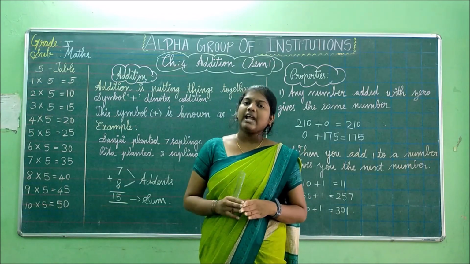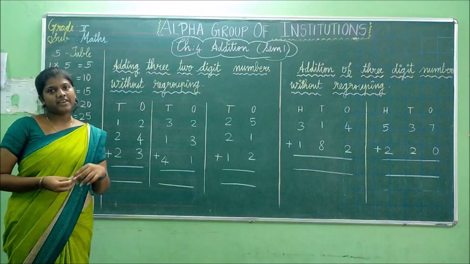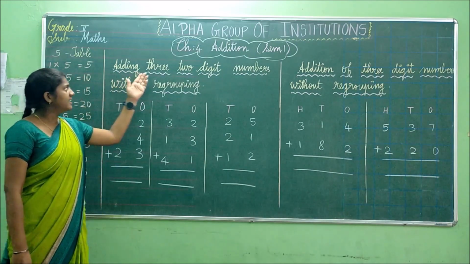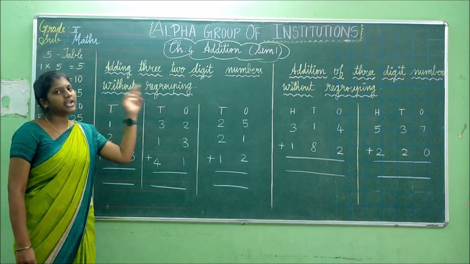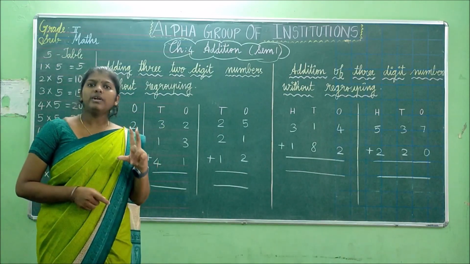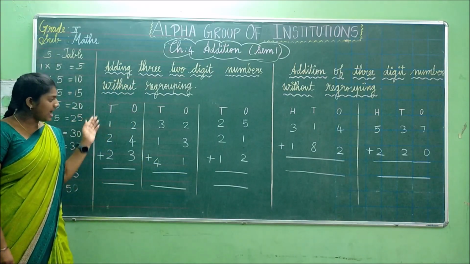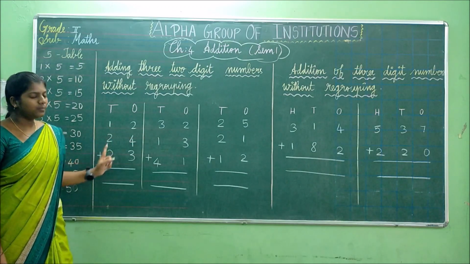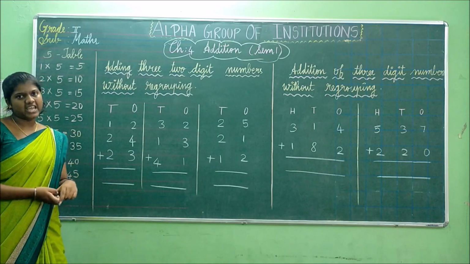Number, we will get the next number as the answer. Children, now we are going to see adding three two-digit numbers without regrouping. So now we are going to add three two-digit numbers. See the first one. So what are the numbers we have? Shall we read? 12, 24 and 23.